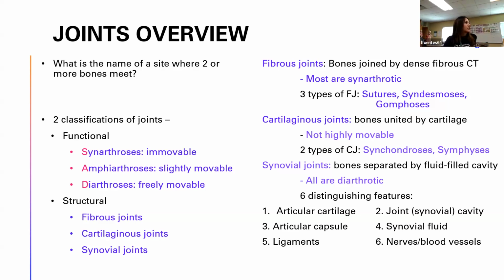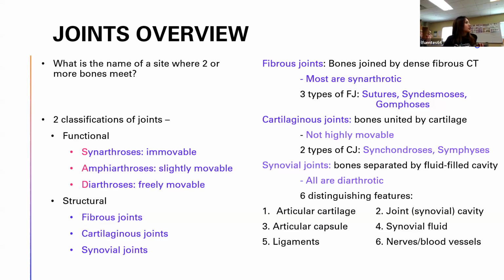Synarthrotic joints are joints that are immovable. Amphiarthrotic joints are slightly movable, and diarthrotic joints are freely movable. This is what we classify as functional. On the lecture exam, it can be asked as, what is an example of an amphiarthrotic joint? That would be a joint that is slightly movable.